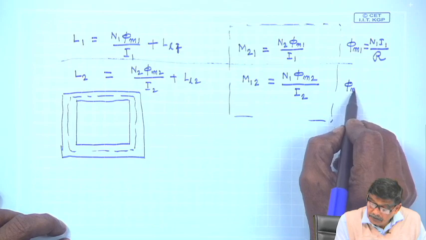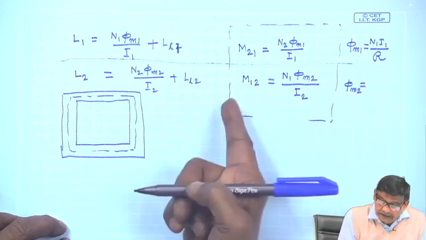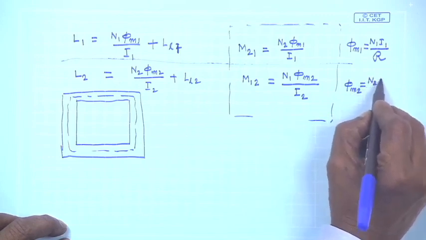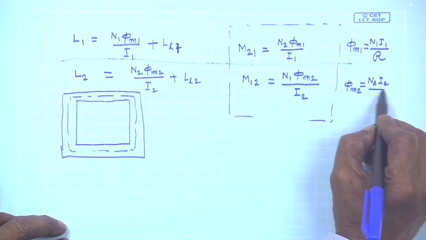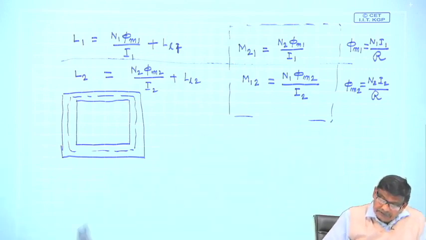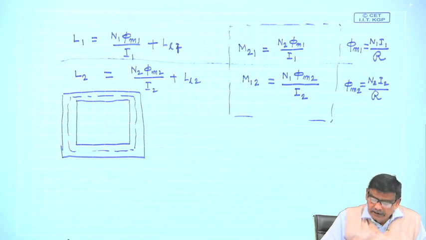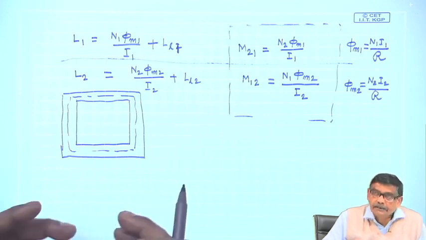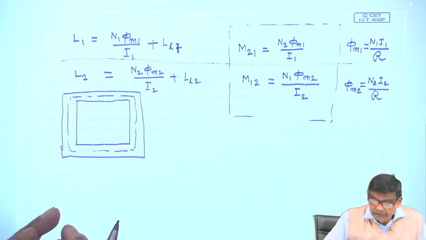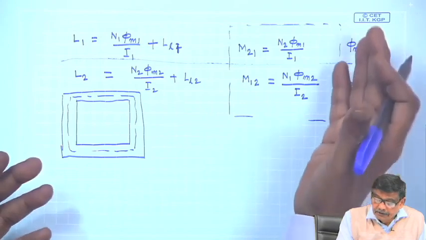Similarly, phi m 2 will be nothing but mmf divided by reluctance. In this case, I have energized only the second coil, so this is N 2 I 2 by the reluctance. Here I am assuming the reluctance to be constant and the magnetic circuit to be linear. So, I can always calculate the reluctance of the magnetic circuit. It is like 1 by mu 0 mu r, L mean by A cross section. I am not going into all those details, but I know that flux is MMF by reluctance, and MMF is N into I divided by reluctance.